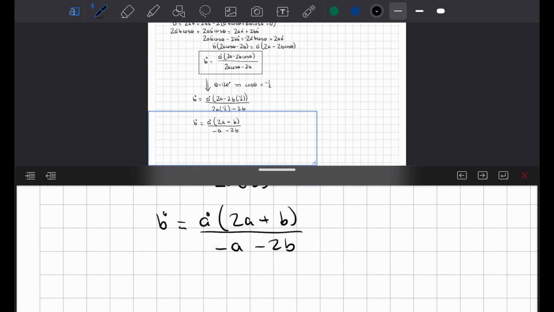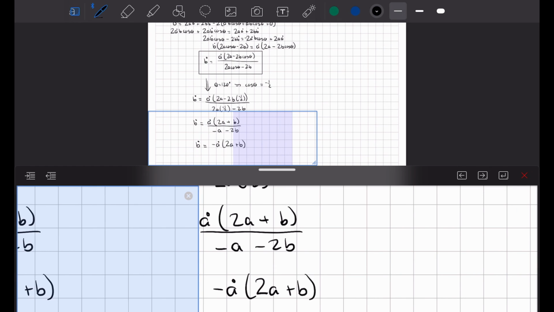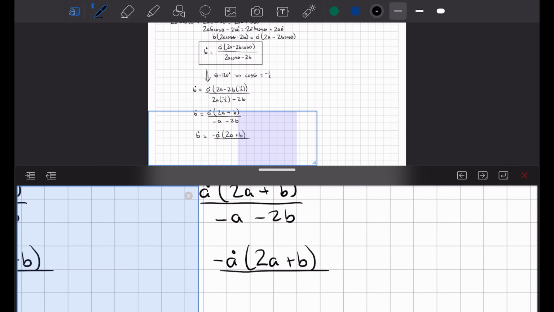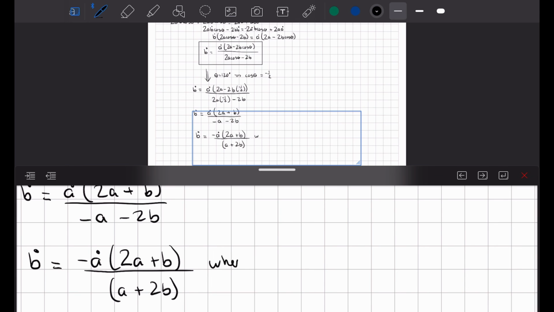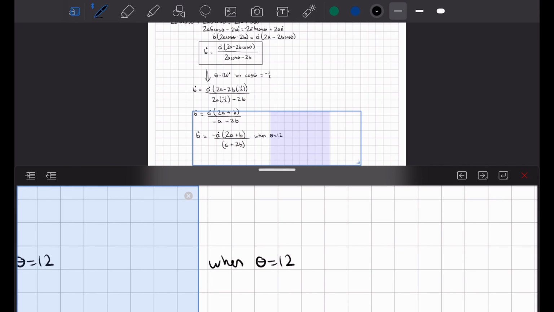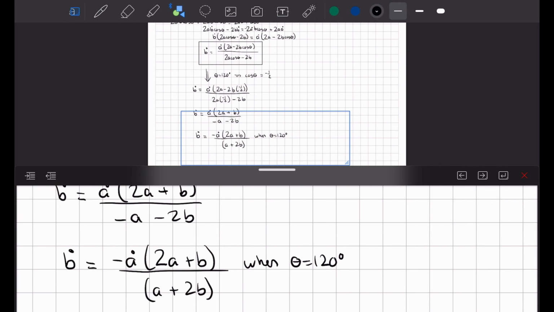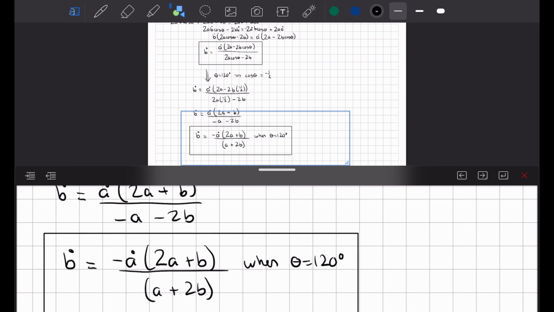And finally, just to clean up a little bit more, I don't like this minus sign in the denominator. I just think it kind of looks weird. So I'll pull that out and I'll put it on the top. So we'll have negative a dot times 2a plus b, and that'll all be over a plus 2b. And there we go. This is our solution, when theta is equal to 120 degrees. Box that guy up, and there we go.